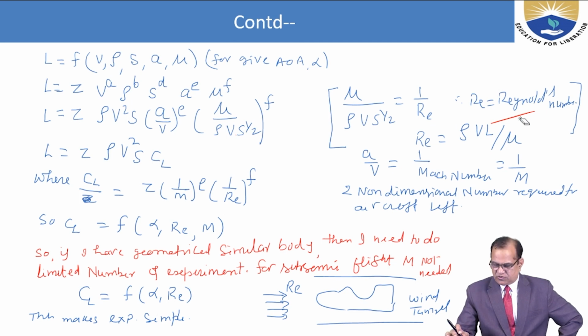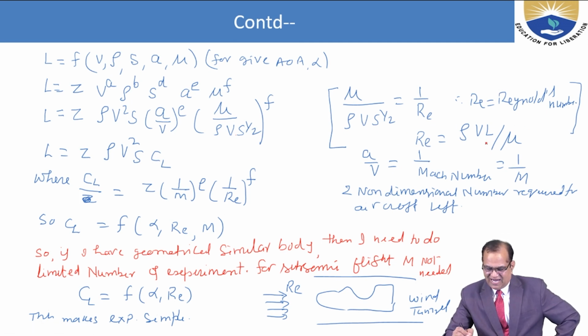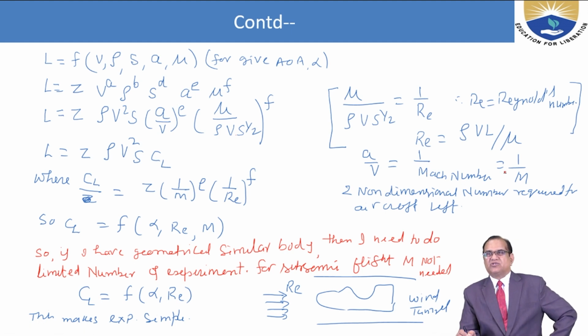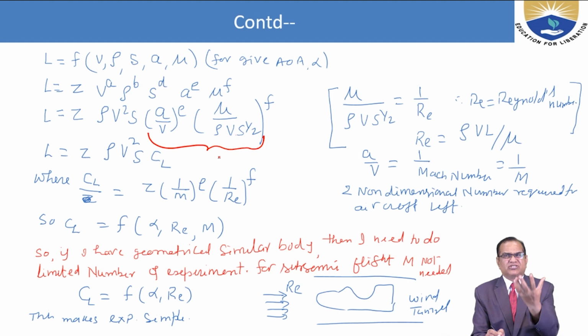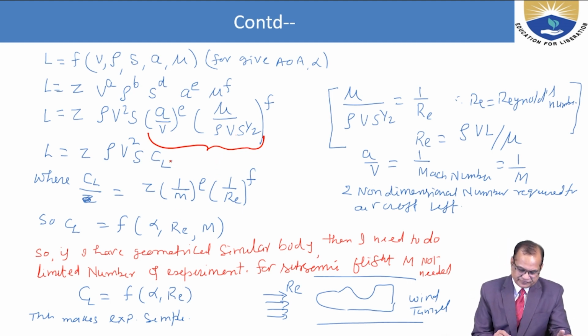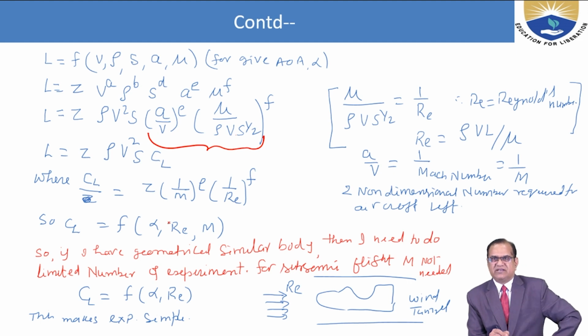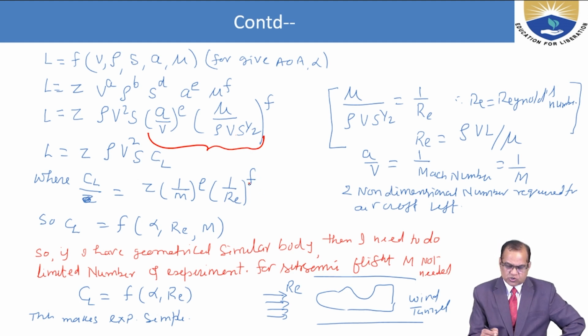So this Re is equal to rho V L by mu, S is area, so here only one length, so rho V L by mu. And here a by V is called 1 by Mach number, so it is 1 by M. So here these two things are constant, so lift is equal to Z, rho V square S, and these things we can call a constant number, so it is called the CL, where this CL is equal to Z, 1 by M to the power E and 1 by Re to the power F. So we can write that this coefficient of lift is equal to a function of alpha, Re and the Mach number.